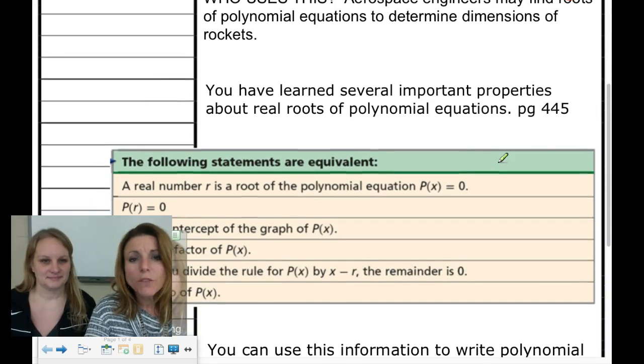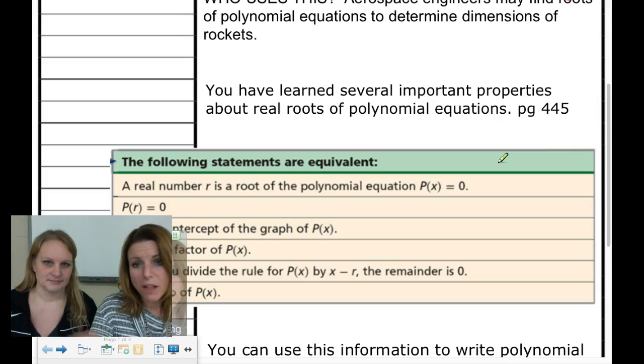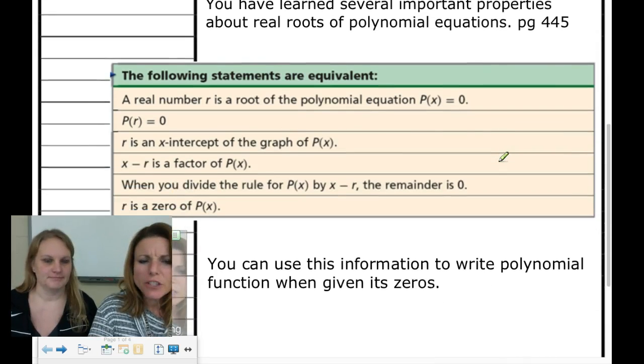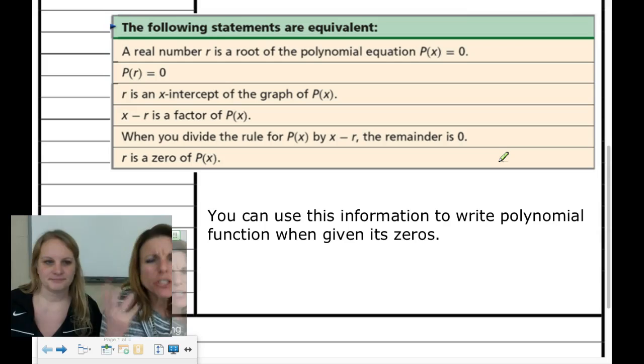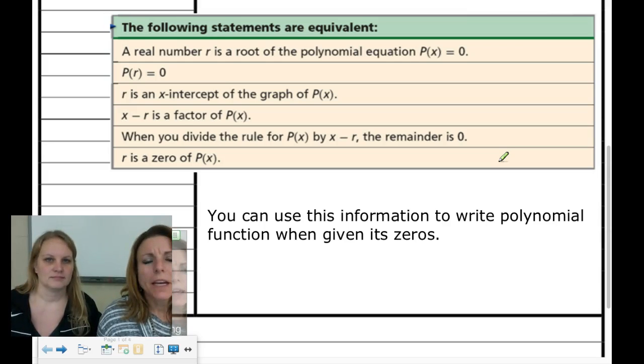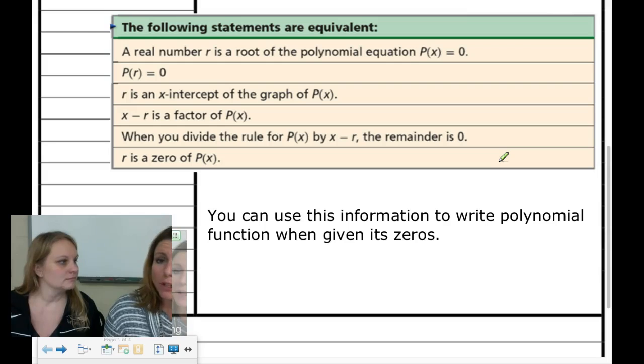So, you have learned several important properties about real roots of polynomial equations. Here, let's just do a quick review, just a reminder. Okay. Let's just read the first one. A real number r is a root of the polynomial equation. Remember, we set a polynomial equal to 0.